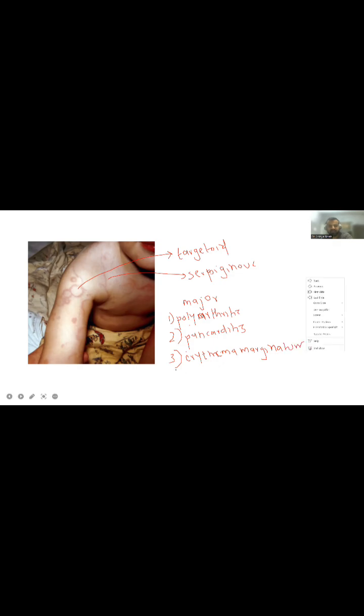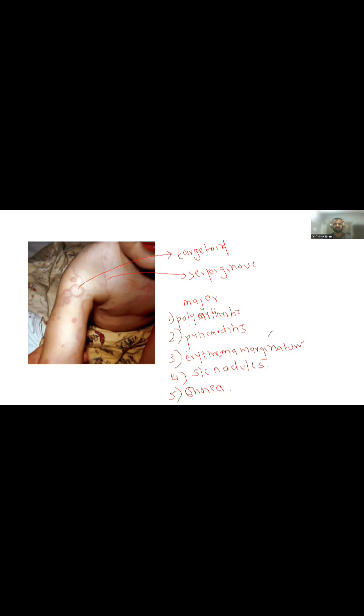Then what is the fourth finding? You can see subcutaneous nodules. Subcutaneous nodules are most prominent in the extensor region, and they are hard, painless subcutaneous nodules. And the final part is Sydenham chorea or CNS involvement. So these are the five major criteria of rheumatic fever.